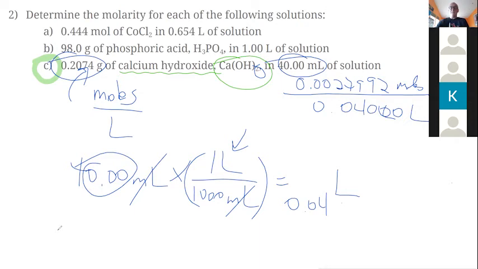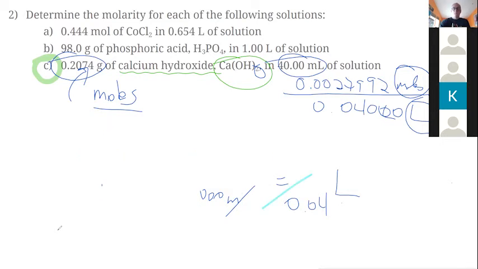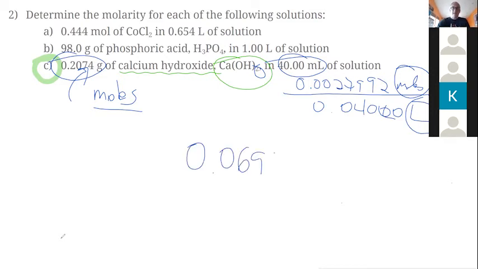So now I pretty much have everything I need to do the calculation, because I got moles and I got liters. So I'm good to go. So what's my final answer going to be? 0.06998.